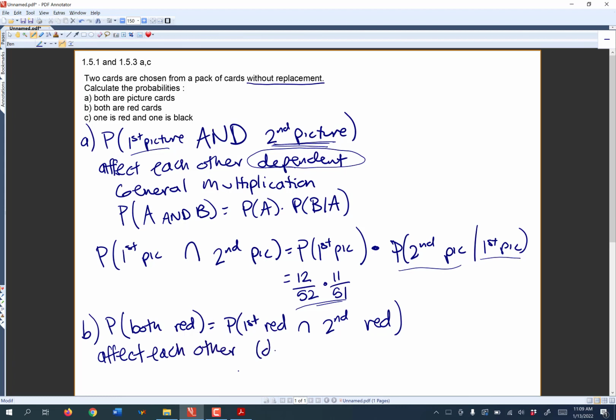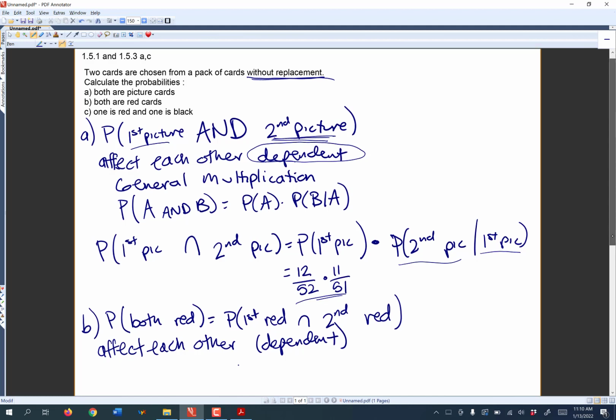Which means that they are dependent. Now this is 1.5.3c. You don't have to try and prove it, you just have to say, okay, when I take out a red card and I don't put it back, because again it's without replacement, that's going to change my probabilities, so they're dependent. So I need to use the general multiplication rule.